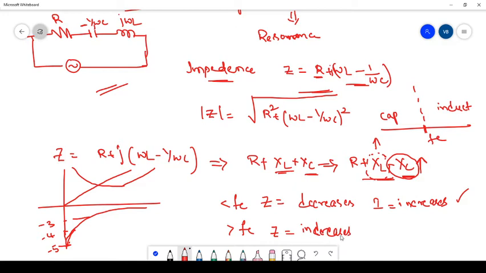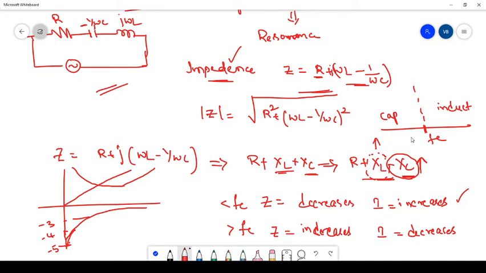Whenever impedance increases, what about the current? Current will decrease. So once again I'll repeat this. Here we are going to calculate the relation between the impedance and the current generated in the series resonance circuit. We already know the actual impedance of this circuit, that is R plus XL minus XC.